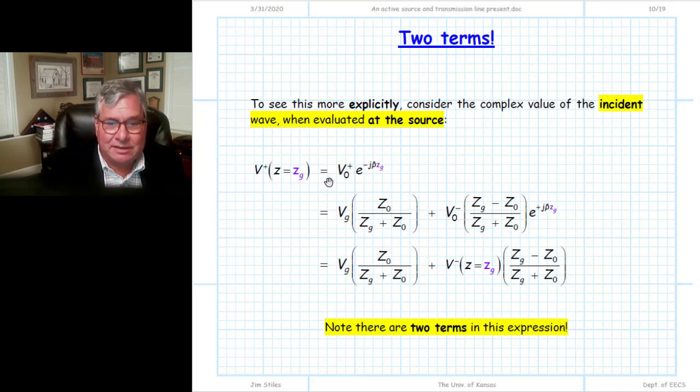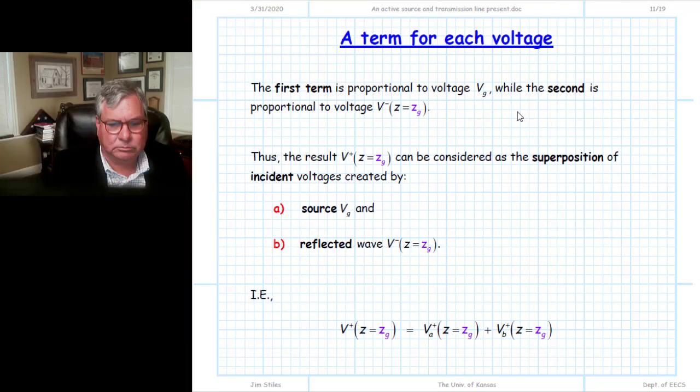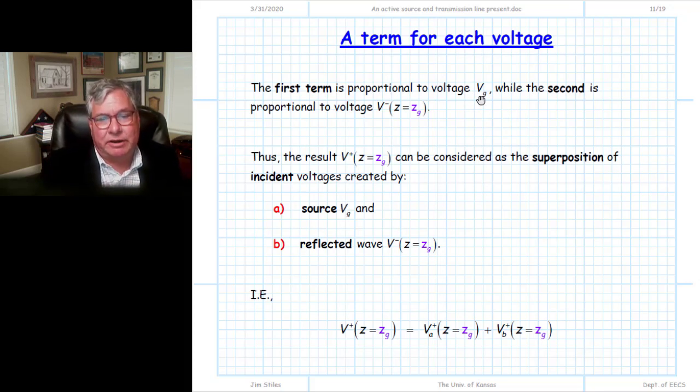And so we get this simple result, but because we know what V0 plus is in terms of VG and V0 minus, we can rewrite it in this form. And what we see here again is there are two terms. And it's important to look at these two terms and what creates each of those two terms. The first term in that expression is dependent on the open circuit voltage of the source, the generator voltage VG. The second term in that expression depends on this minus wave voltage when evaluated at the beginning of the line where the source is attached.